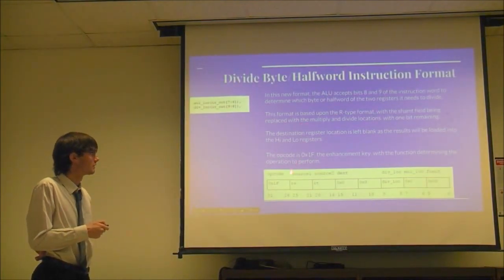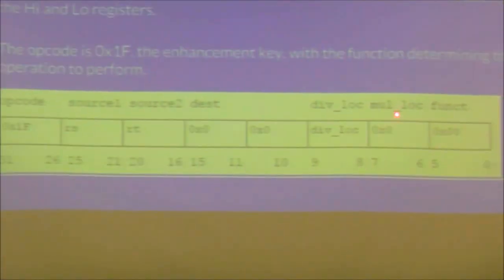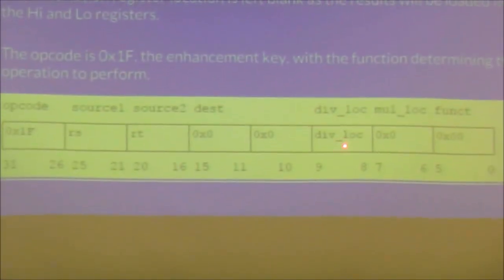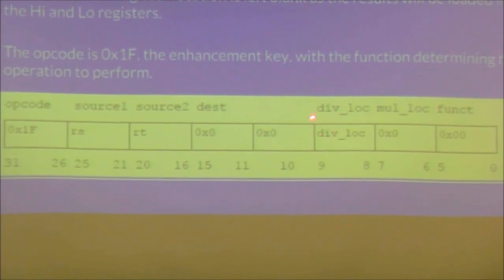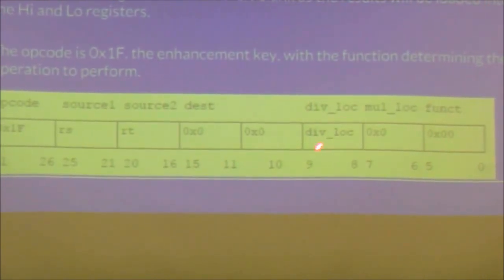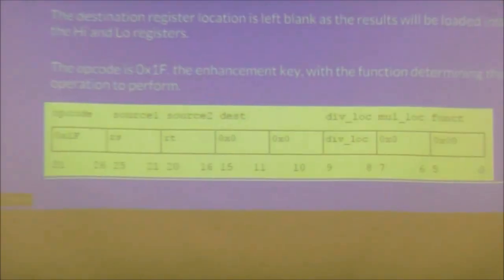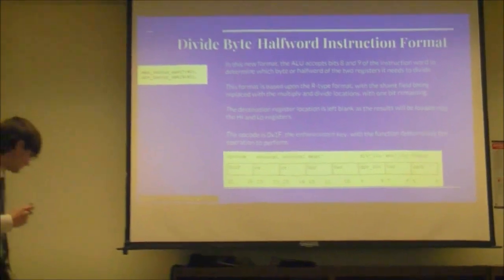Just a quick overview of the instruction format for this. In this case, we don't use the multiply location field, but instead use the divide location field, which is included in the instruction word. The shift amount field was replaced with multiply and divide locations.